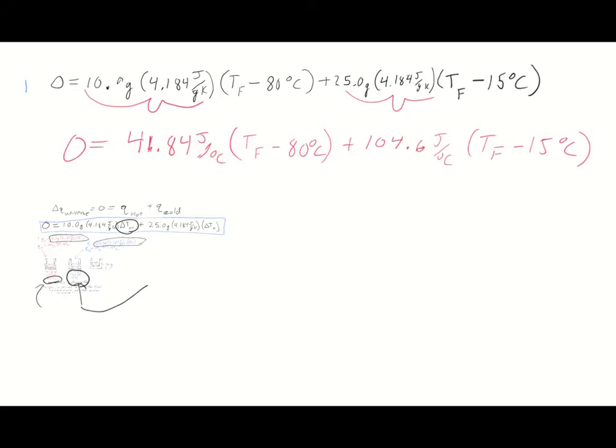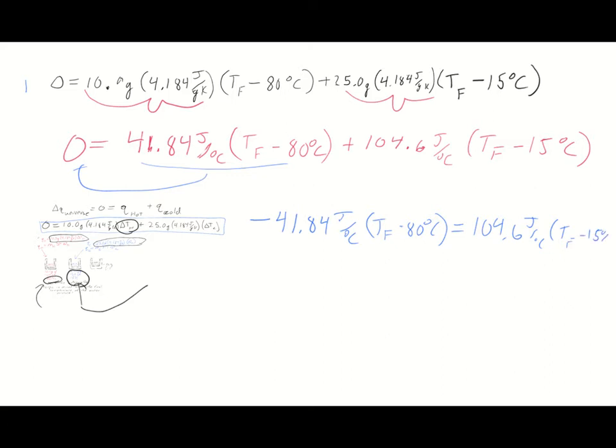What I'm going to do is move one of my equations over to the other side. When I do that, it's going to become negative. So I'm subtracting it, and I've got a negative 41.84 joules per degree Celsius times TF minus 80 degrees Celsius equals 104.6 joules per degree Celsius times TF minus 15 degrees Celsius.